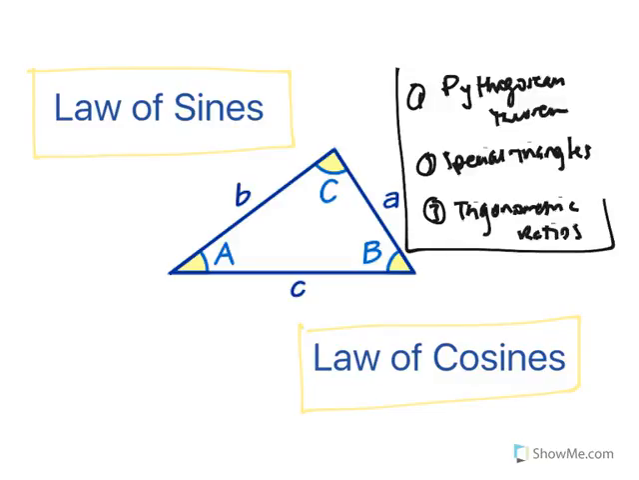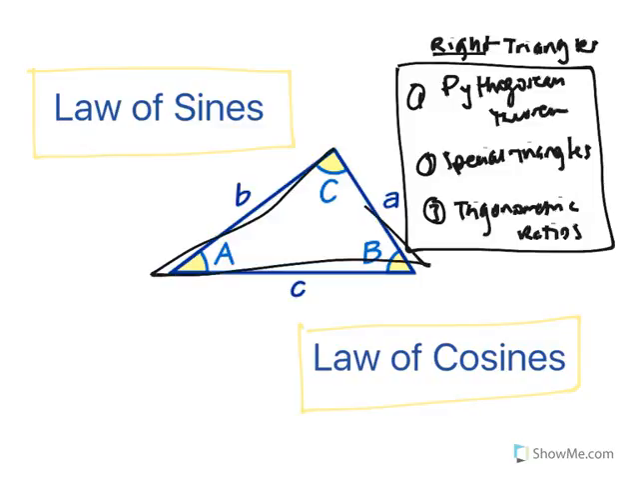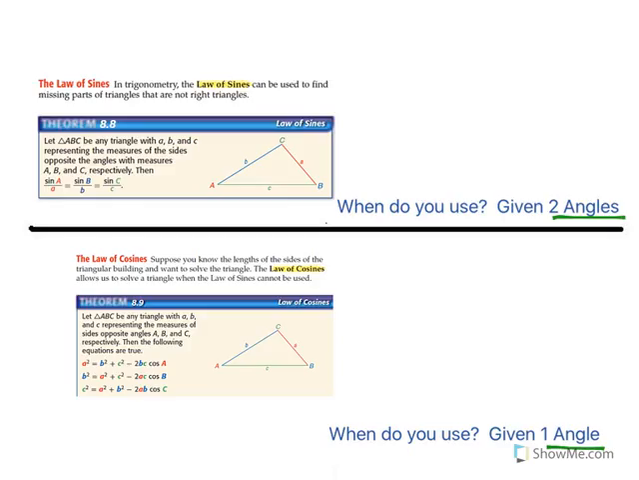Now, all three of these methods could only be used to solve right triangles. What we learned today is there are two ways to solve triangles that are not right triangles. And those two ways are called the law of sines and the law of cosines. Let's begin with the law of sines. In the law of sines, we can use it to find missing parts of triangles that are not right triangles.